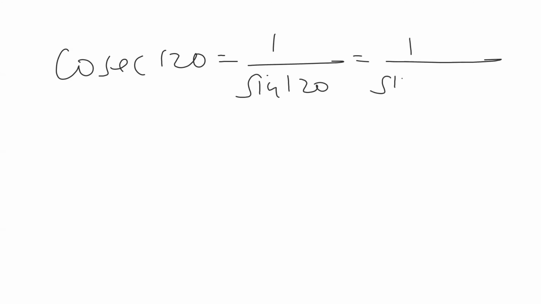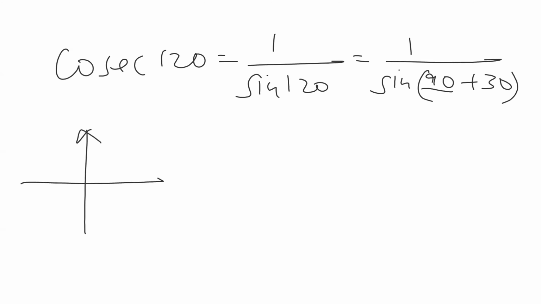It is 1 upon sin of 90 plus 30. Okay, right? Now 90 is at the top over here, 90 degrees. Plus, whenever it is plus, it is always the anti-clockwise direction. If you don't know this method, you can take notes. Plus is always the anti-clockwise direction, 30. So the angle will lie over here. Okay. Now in the second quadrant, sin is always positive.